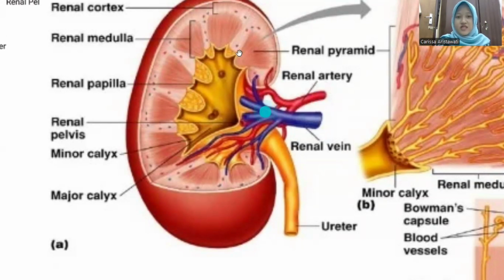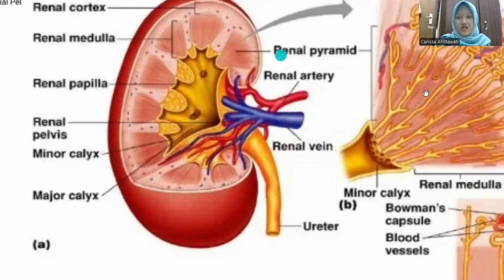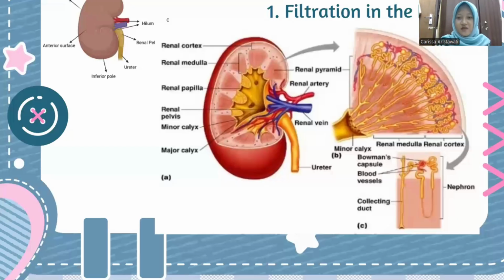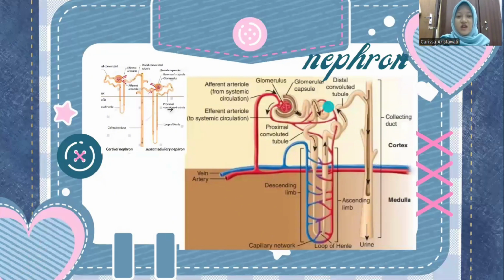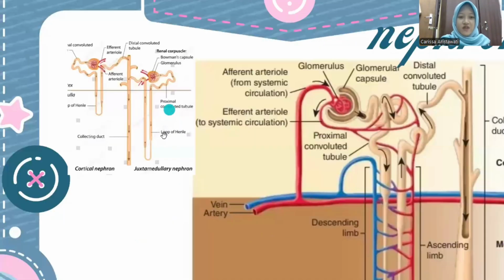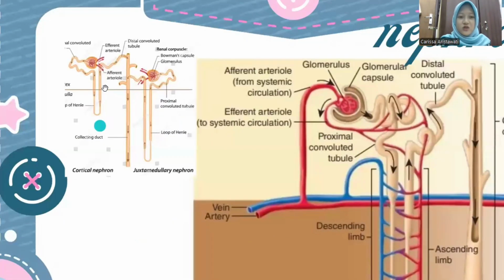So inside the renal pyramid, there is this complicated structure called the nephron. So what is the nephron? There are two types of nephron, one with a long tubule and one with a short tubule. The short ones are called the cortical nephron, while the long ones are called the juxtamedullary nephron.